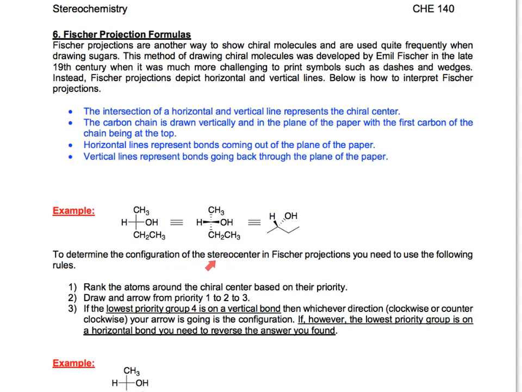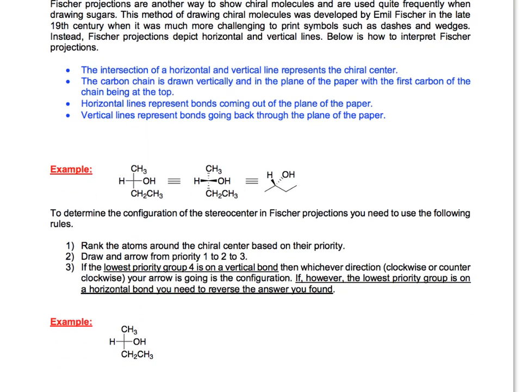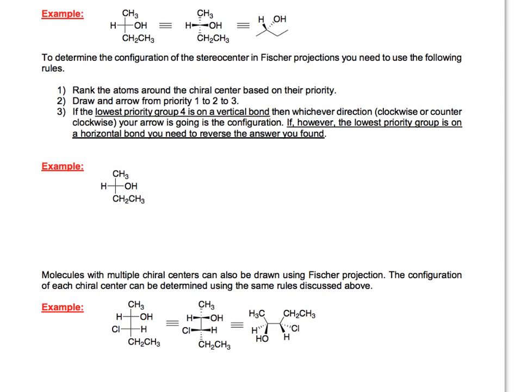To determine the configuration and stereochemistry of Fischer projections, we're going to need to follow these rules. The first thing that we need to do is rank our atoms around the chiral center based on priority, same thing that we've been doing up until this point. And we draw an arrow from priorities 1 to 2 to 3. Now this is very important. If our lowest priority group, 4, is on the vertical bond, i.e. it's going away, then whichever direction, clockwise or counterclockwise, your arrow goes, this is the configuration. So if it's in a vertical bond, it's going away from the viewer, so we can just assign it as R or S.